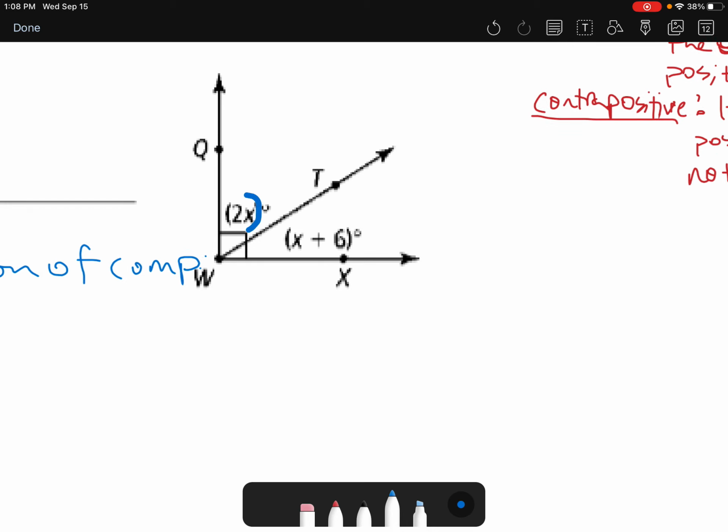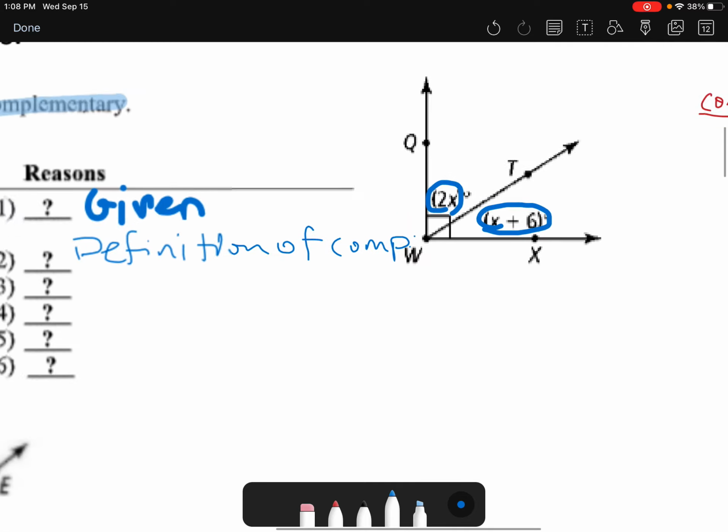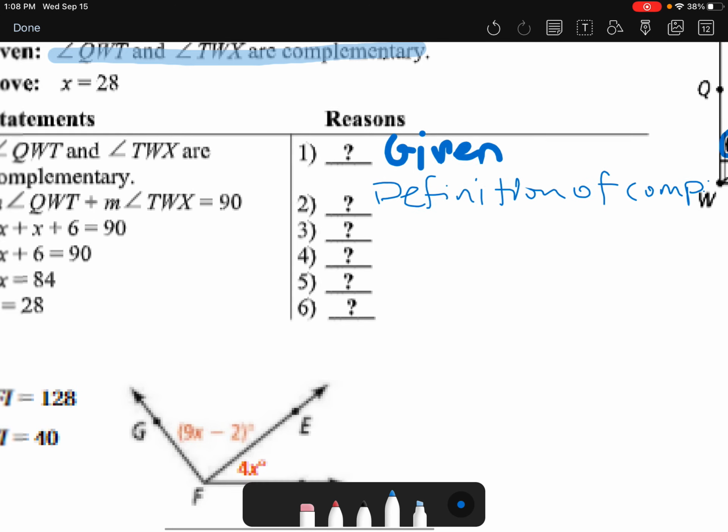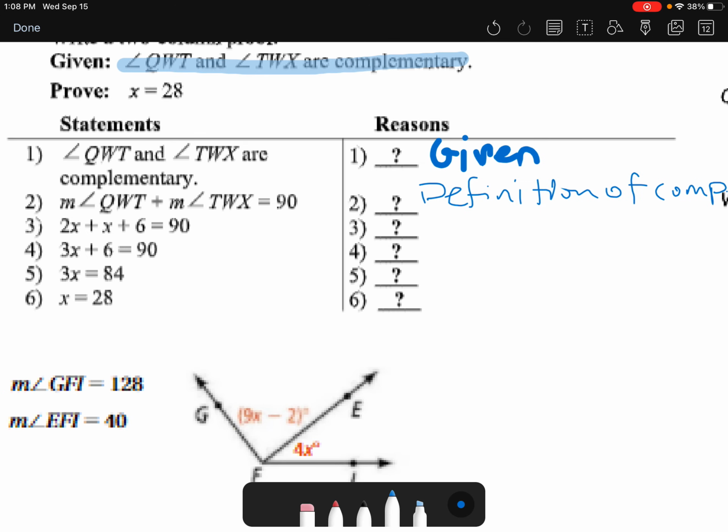The 2x is right there. The x plus 6 is right there. It's not a total mystery where those things came from. But what we did was take out the geometry symbols and replace them with algebra symbols. And what we did right there was substitute the information that was given to us. All right, that was substitution.